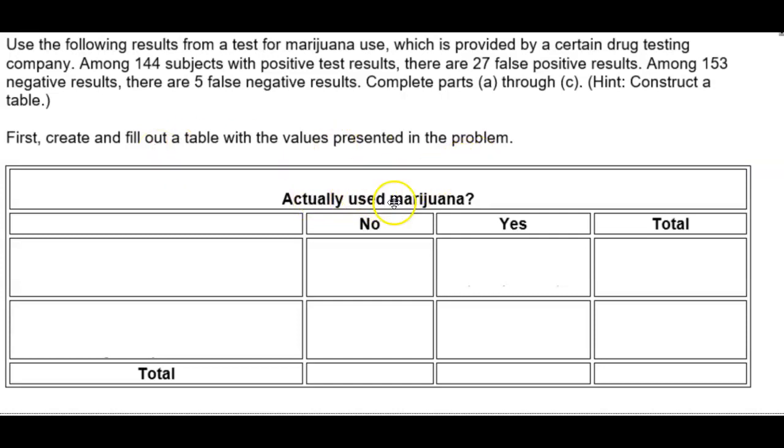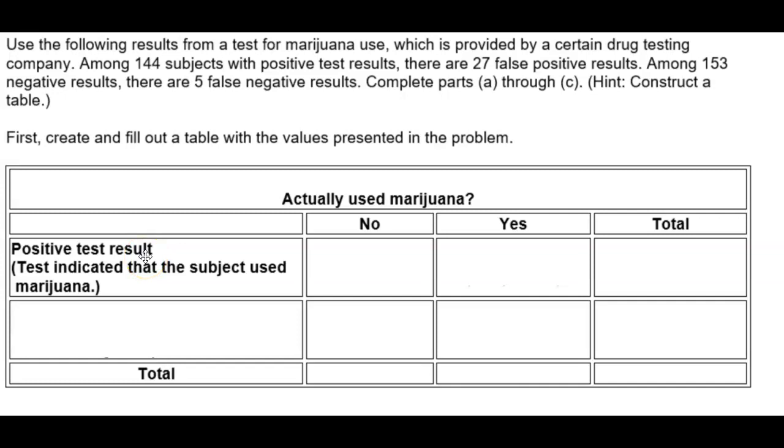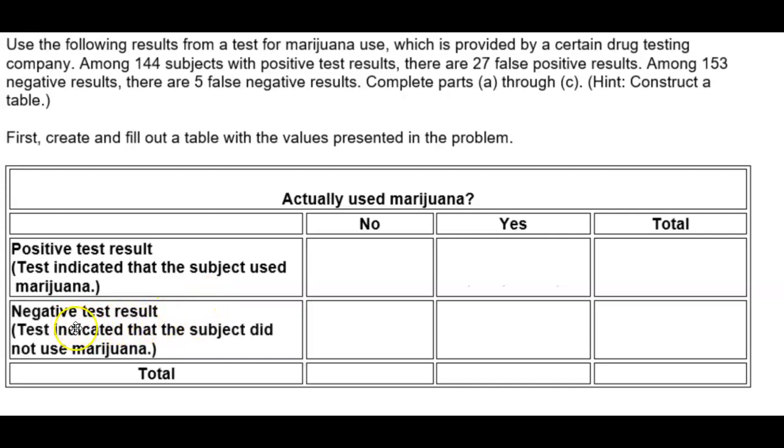So again, the title is "used marijuana." We're going to have a row that represents the positive test result, meaning the test indicated that the subject used marijuana. The second row is the negative test result, meaning the test indicated that the subject did not use marijuana, and then we have a third row called the total. Over here we have no, and then we have yes, and then we have the total. Now here it says that there were 144 subjects with positive test results. So that means the total is 144 that had a positive test result.